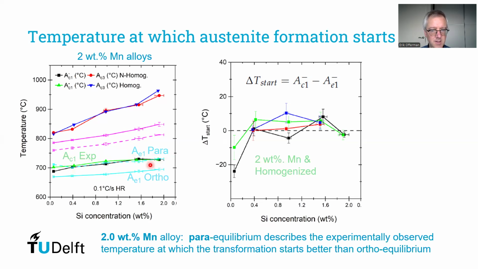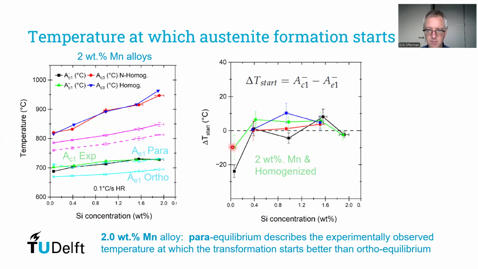And if we zoom in on this part, where we plot the difference between the experimental start temperature and the equilibrium temperature, we see indeed that there's a small overshoot before the transformation starts. So that's as you would expect it. The actual transition temperature is a little bit higher than the theoretical prediction under para-equilibrium conditions.